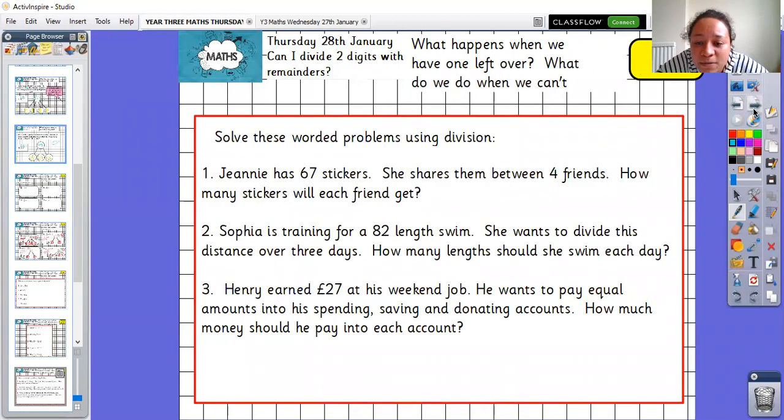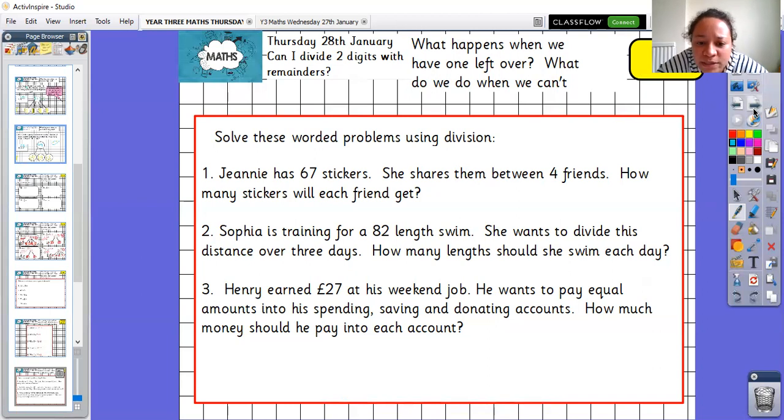Okay, our gold task today is some worded problems. So question 1, Jeannie has 67 stickers. She shares them between 4 friends. How many stickers will each friend get? Question 2, Sophia is training for an 82 length swim. What a hero. She wants to divide this distance over 3 days. How many lengths should she swim each day?